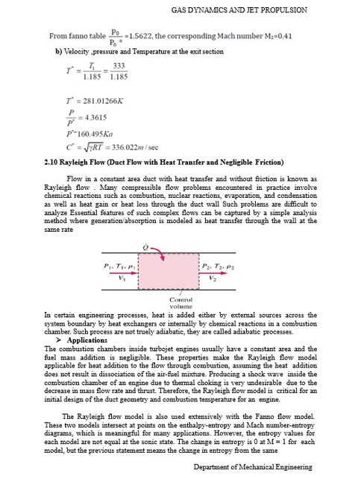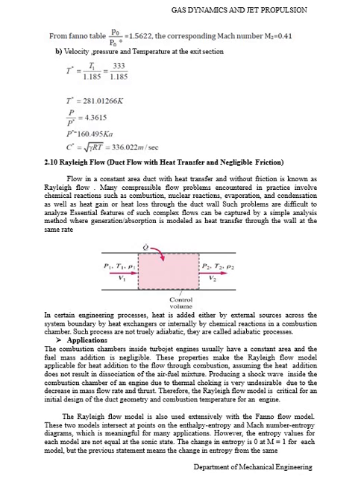The velocity, pressure and temperature at the exit section are: T star is equal to T0 divided by 1.185, equal to 333 divided by 1.185. Therefore, T star equal to 281.01266 Kelvin. Then P divided by P star equal to 4.3615. Then finally, P star equal to 160.495 kilopascal. Then C star equal to root of gamma R T, equal to 336.022 meter per second.